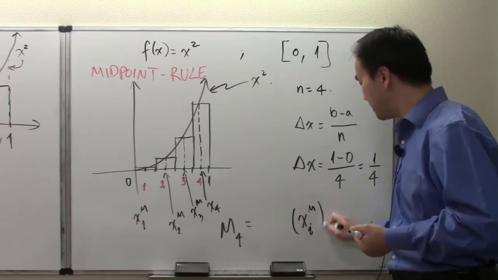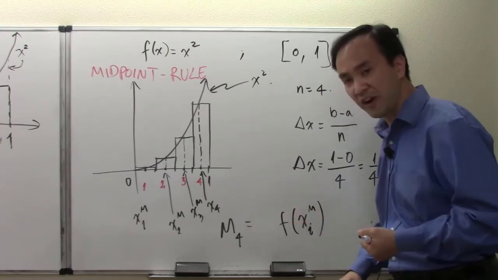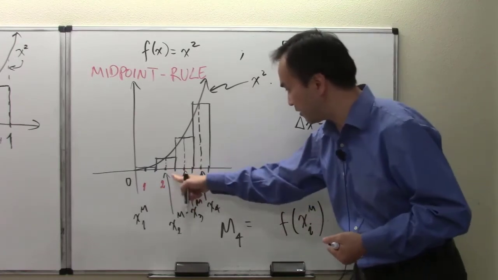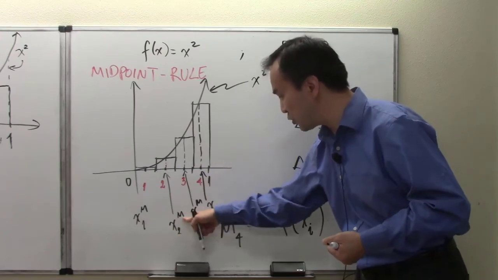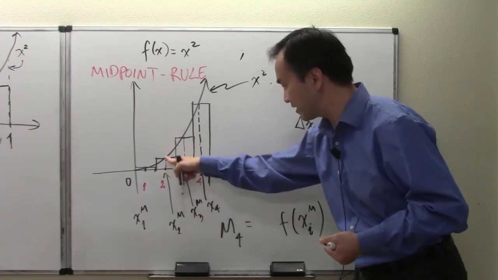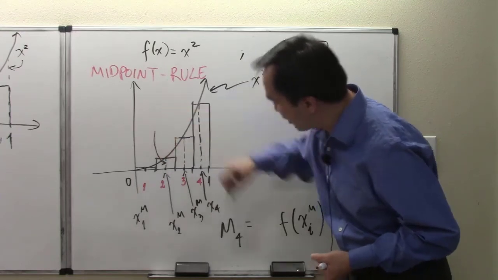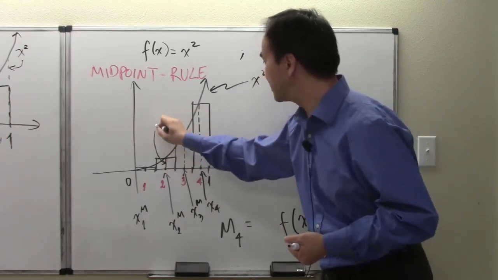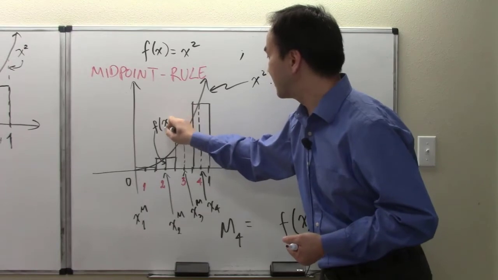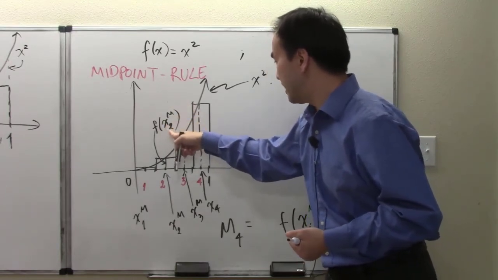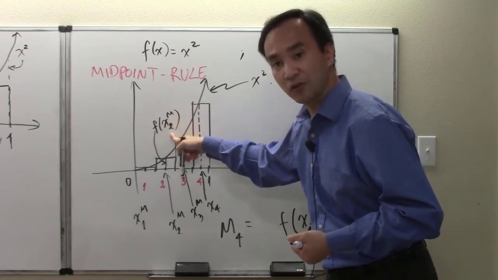And then that midpoint gets evaluated into the function, okay? Gets evaluated into the function, and then that gives us a height. So if that was x2m, then that is the height right here. The height is this height in specific. I'm trying to make the arrow pointing to that height right here. That height is the function at x sub 2, the midpoint in the second interval. That's what the 2 is.